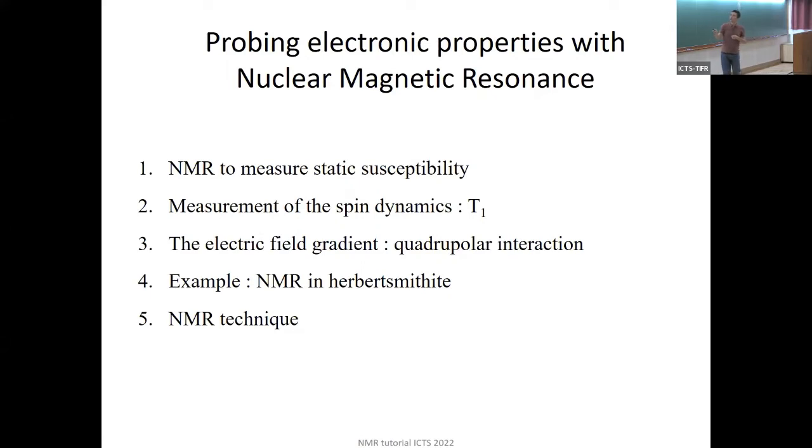And when we know all that, I'll give you a very small example of application in a frustrated magnet, which is Herbertsmithite. That will really be a very short introduction because you will have talks during the day, during the week, the next 2 weeks. And I will end up, if time allows, with some discussion, some small details on the NMR technique without entering into technicalities. Okay.